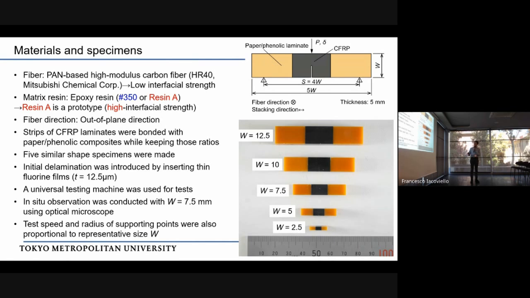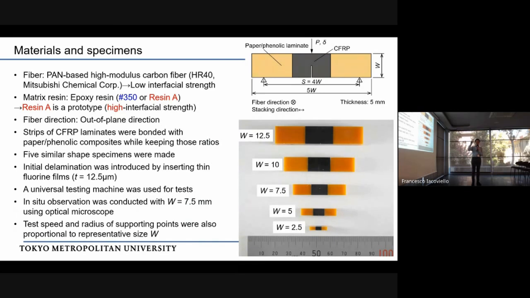This is the most important part of this slide. We tested two different kinds of epoxy resin. One is a commercial epoxy resin, and the other is a prototype epoxy resin. The blue one has low interface toughness, and the red one has high interface toughness. So this is very important.